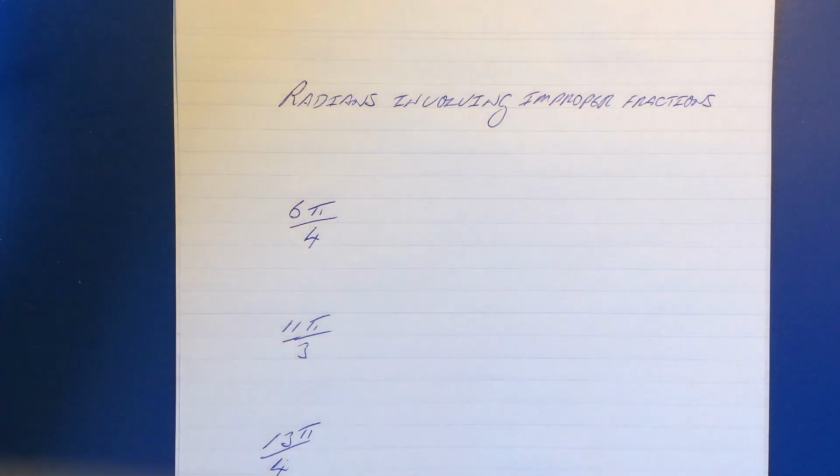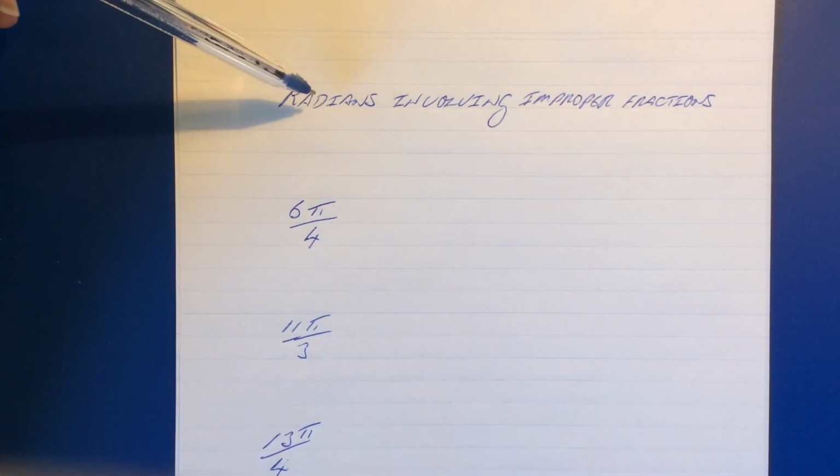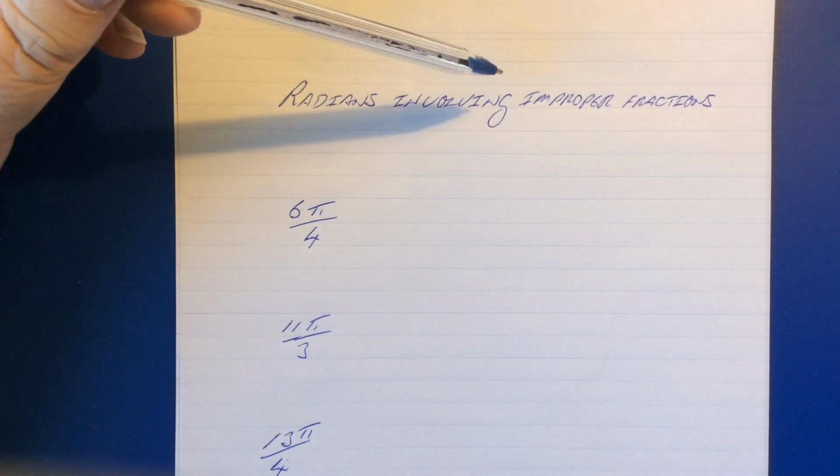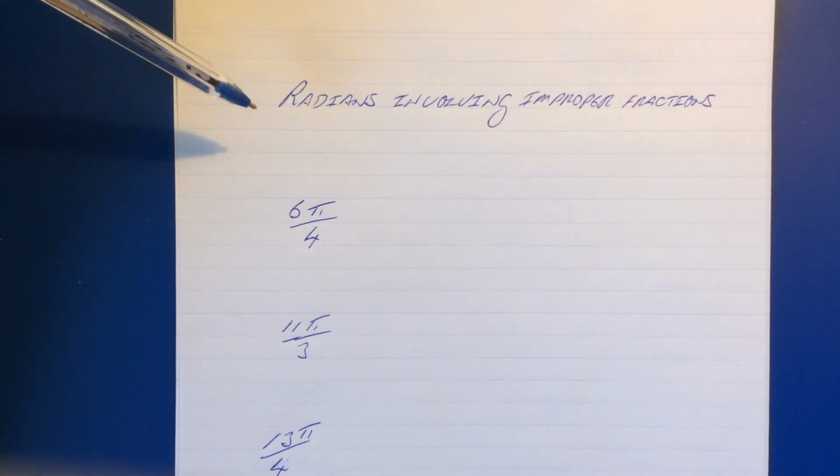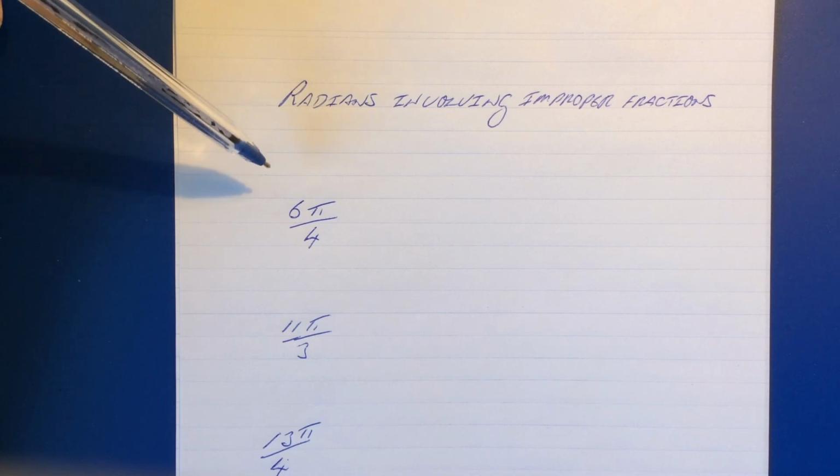Hi, I'm an old guy and I do maths, and today we're looking at radians involving improper fractions, calculation of values, I guess it comes down to.